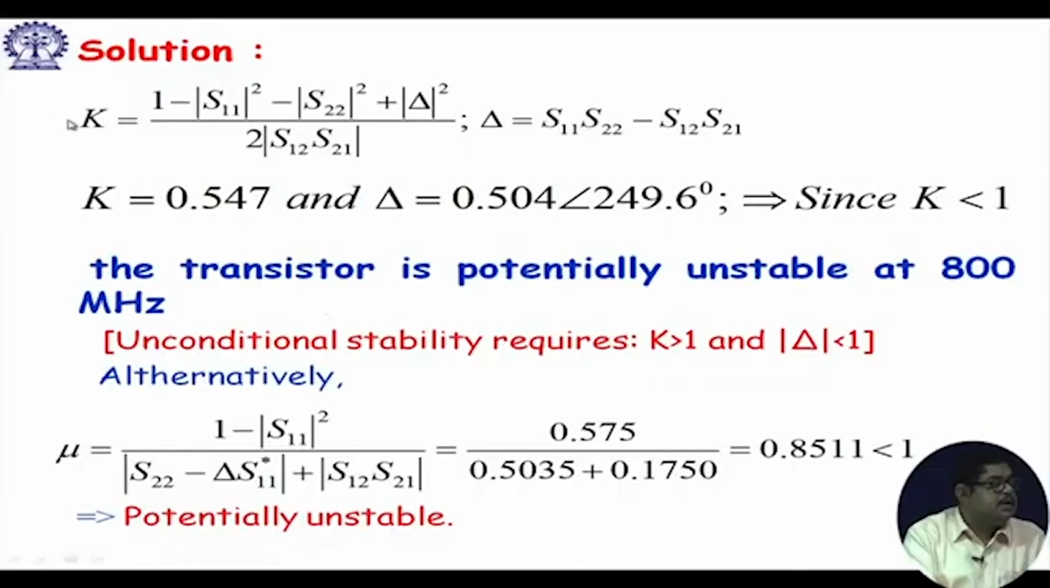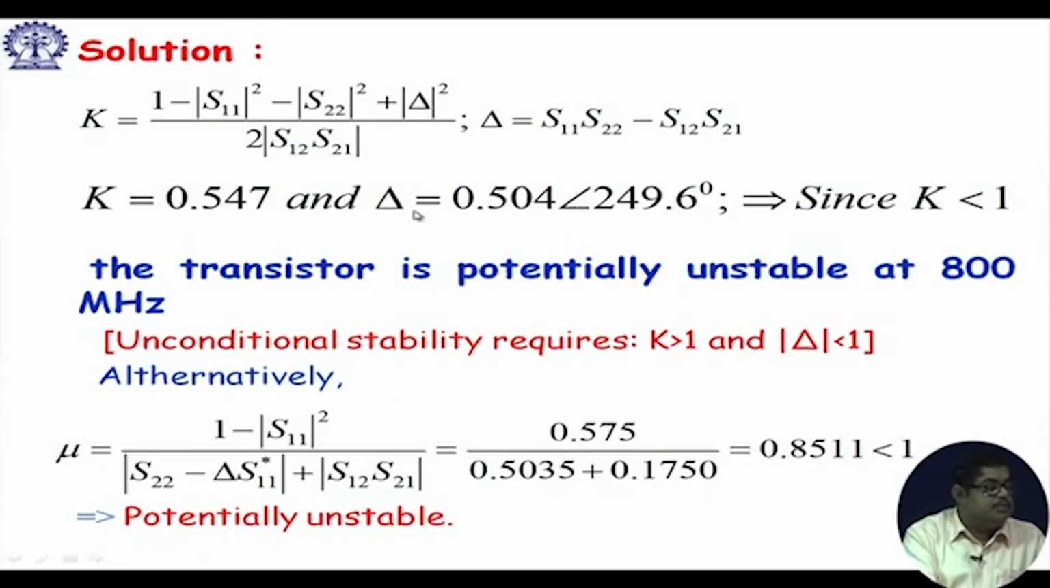So, we will apply Rollett's test. K we can calculate, and delta we can calculate. It turns out that K is equal to 0.547 and delta is 0.504 with a phase of this. Now, since K is less than 1, we see that it fails Rollett's test. So, the transistor is potentially unstable at 800 megahertz, because we know that unconditional stability requires K to be greater than 1 and the magnitude of delta to be less than 1. So, it has failed there.